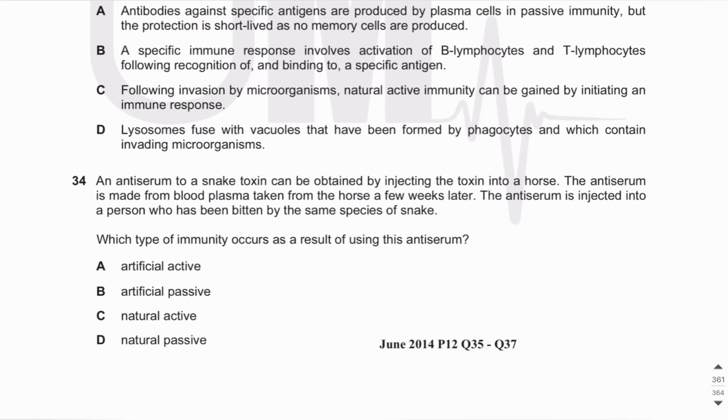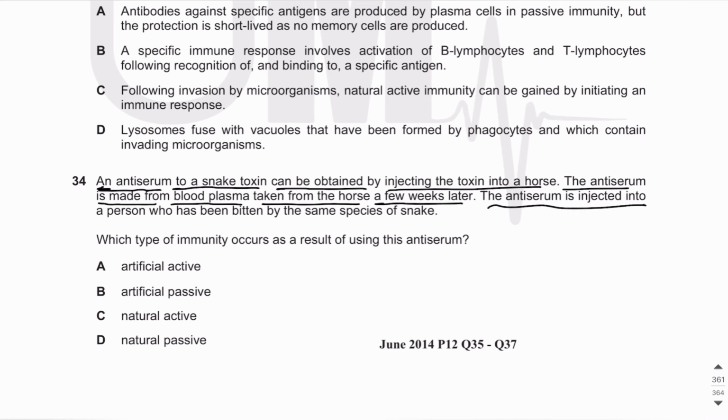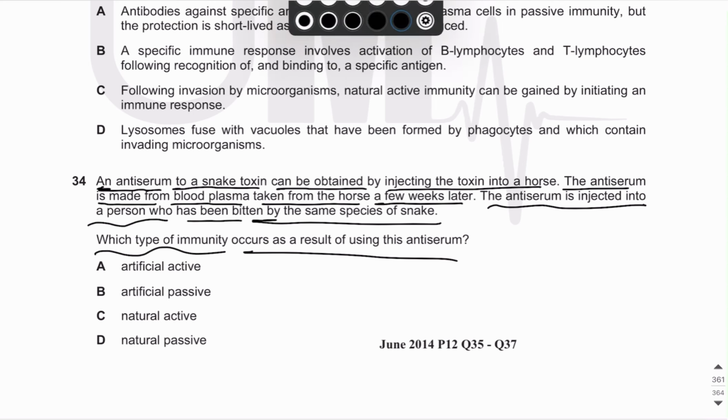Let's move on to MCQ number 34. An antiserum to a snake toxin can be obtained by injecting the toxin into a horse. The antiserum is made from blood plasma taken from the horse a few weeks later. The antiserum is injected into a person who has been bitten by the same species of snake. Which type of immunity occurs as a result of using this antiserum?